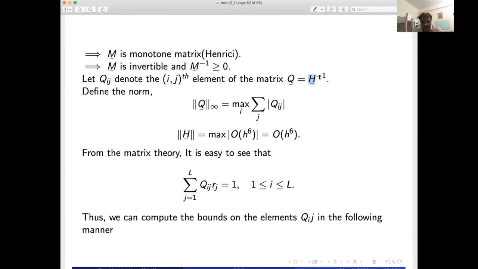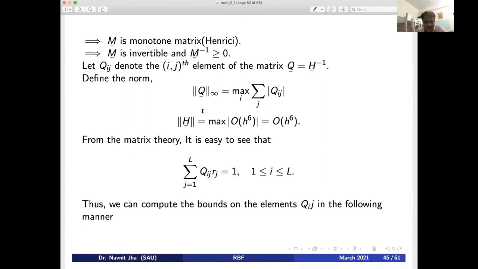Here it is, Q is basically M inverse. Q is equal to M inverse. And the matrix Q is denoted by entries Qij. I am going to define the norm infinity as the maximum norm, and the norm of h is also the maximum norm. So it is ultimately coming out to be order h^6. The question is, I have to calculate this norm.